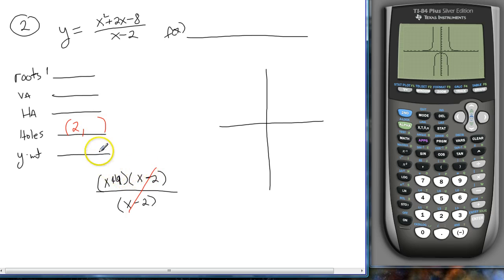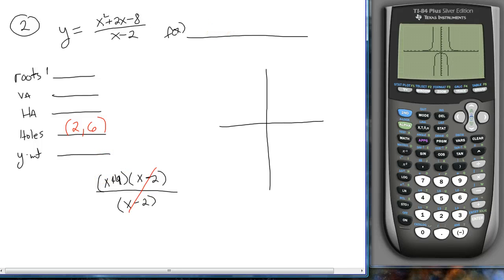So now this is really cool. What you do is you take this 2, the x value, and you plug it in to whatever's left in the problem. And that's the y value. So 2 plus 4 is 6. I know the hole is at 2, 6. So whatever crossed out, I plug it into whatever's left. And that will give me the y value for the hole.